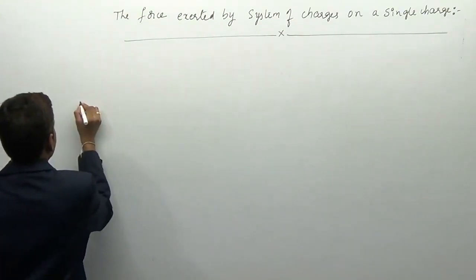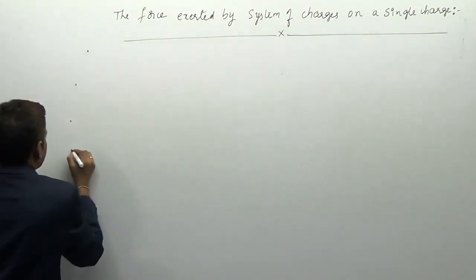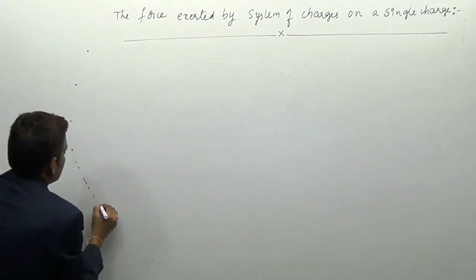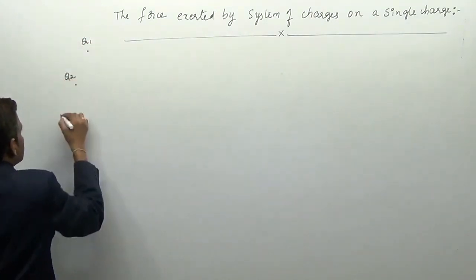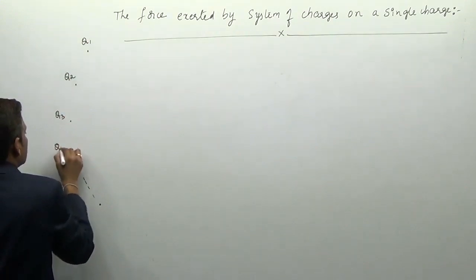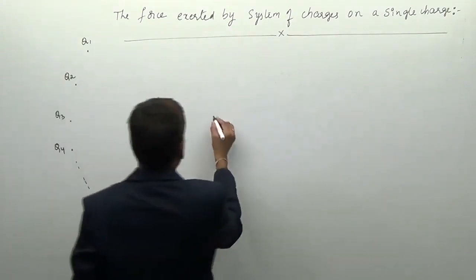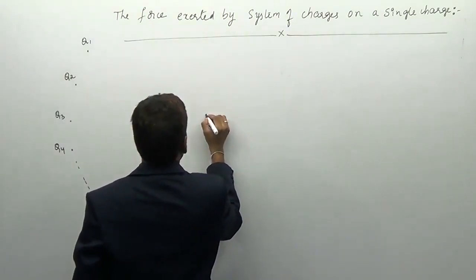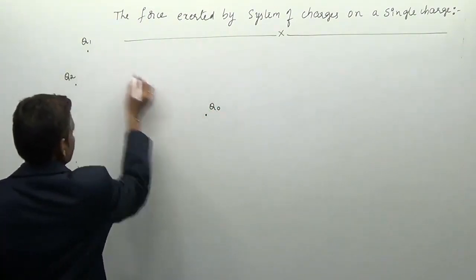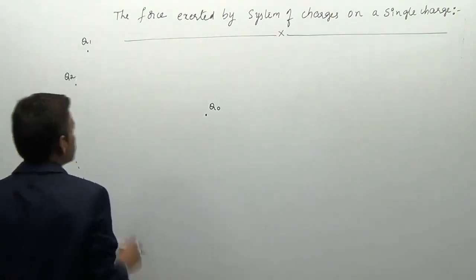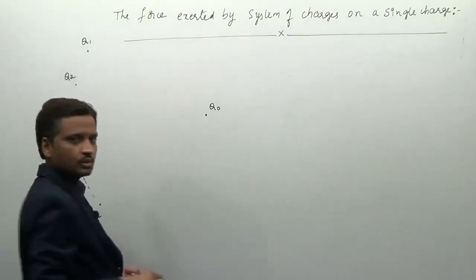Let us say there are some n number of charges, like this. These are all point charges. Let's say this is Q1, this is Q2, Q3, Q4, and so on. The last charge is Qn. And there is another charge which we are taking here. Let's say this is Q0. Now we want to find the force exerted by Q1 on Q0, and Q2 on Q0, and Q3 on Q0, Q4 on Q0, and up to Qn on Q0.